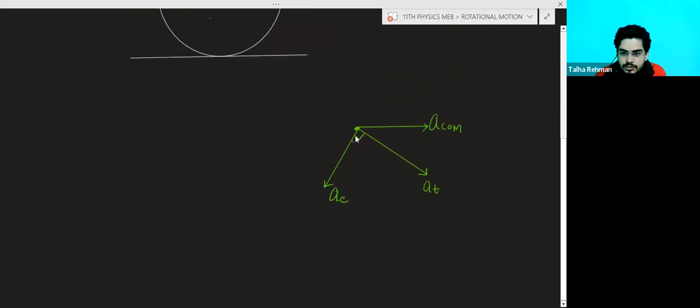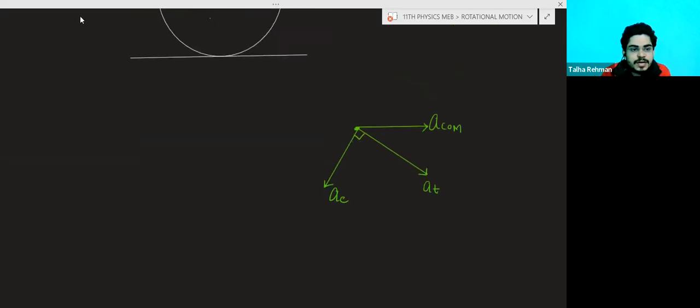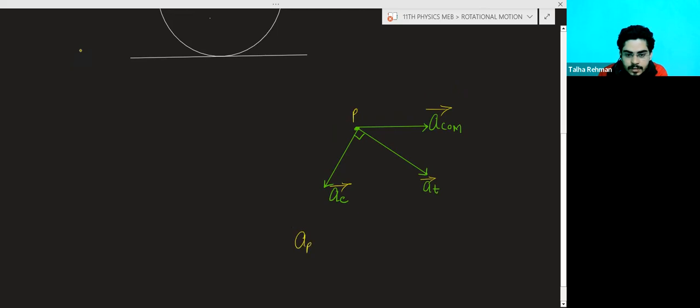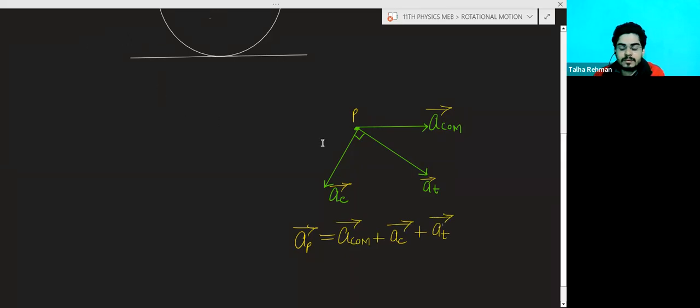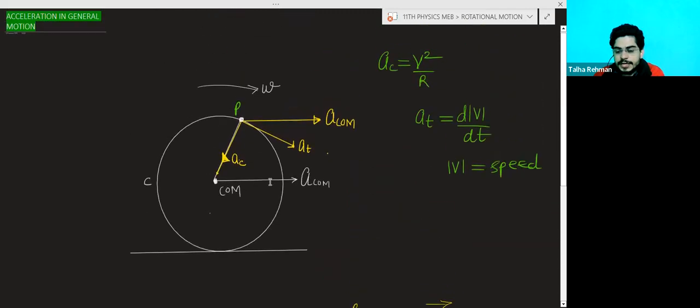Now acceleration is a vector quantity, so we can write this in vector form also. Net acceleration at point P is equal to the vector summation. You will do the vector summation: acceleration of center of mass plus centripetal acceleration plus tangential acceleration. Accordingly, add and you will get the answer.